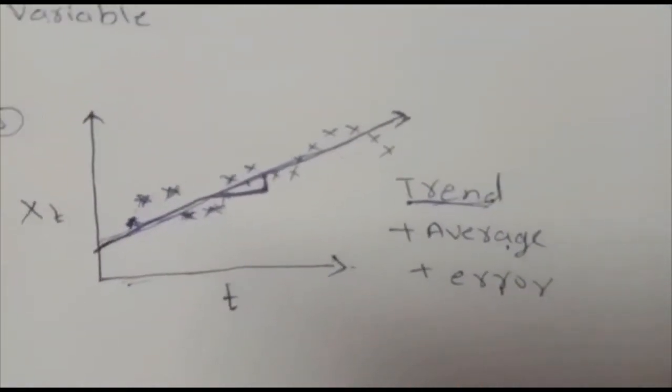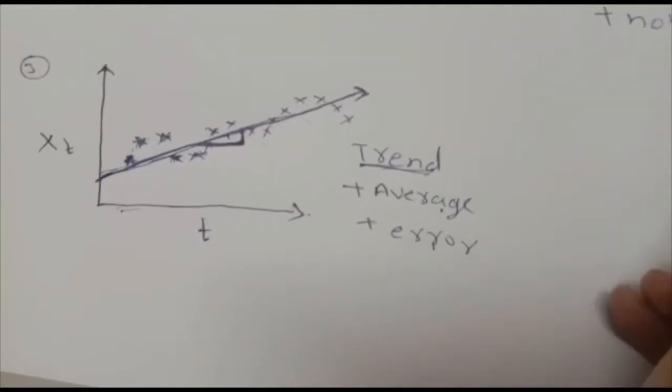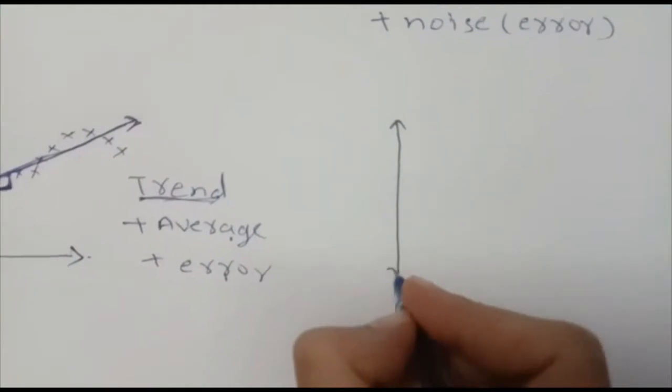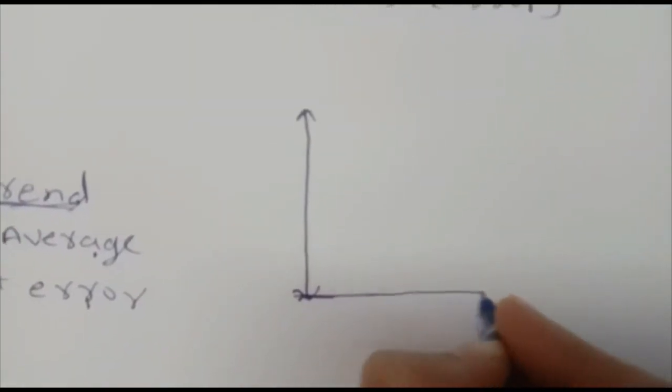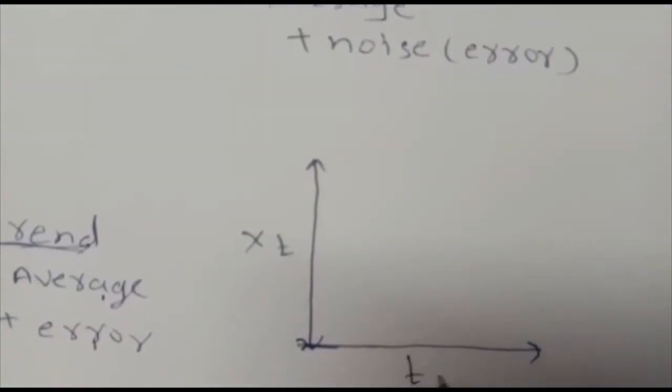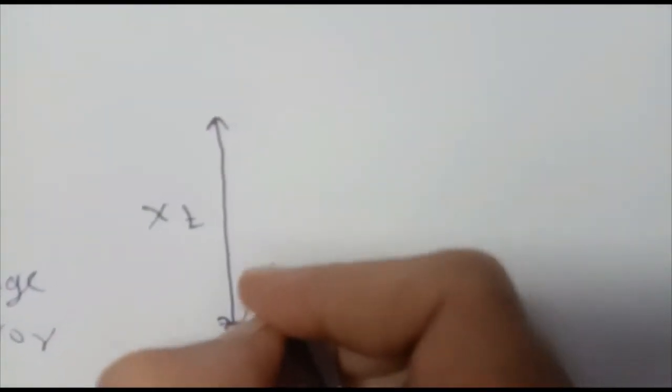Now next is again xt, demand variable, time t. So what happens in this case?